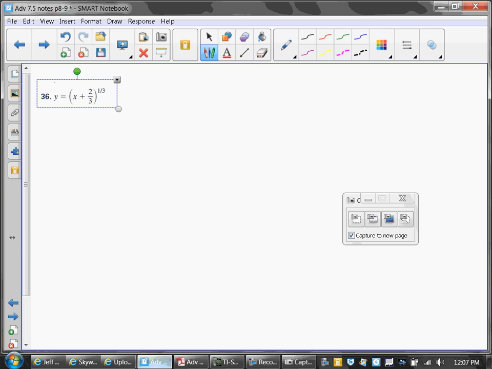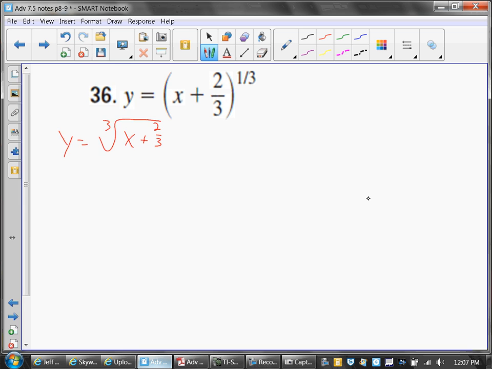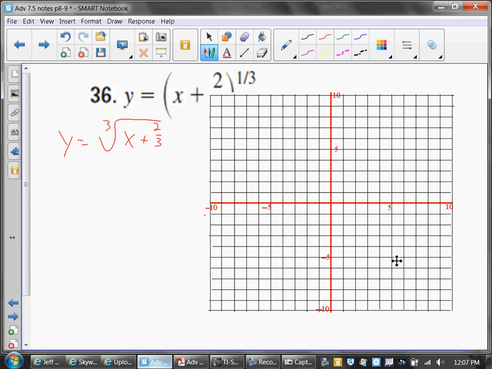So here you've got, this is the same thing as saying y equals the cube root of x plus 2/3. So you're going to plot the regular cube root function, because the a value is 1. So if your a value is 1, your cube root function started at 0, 0, 1, 1, 8, 2, -1, -8, -2. It was like this.